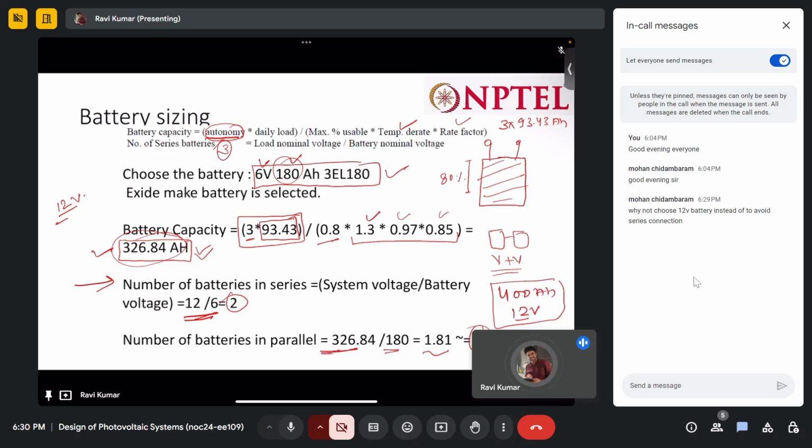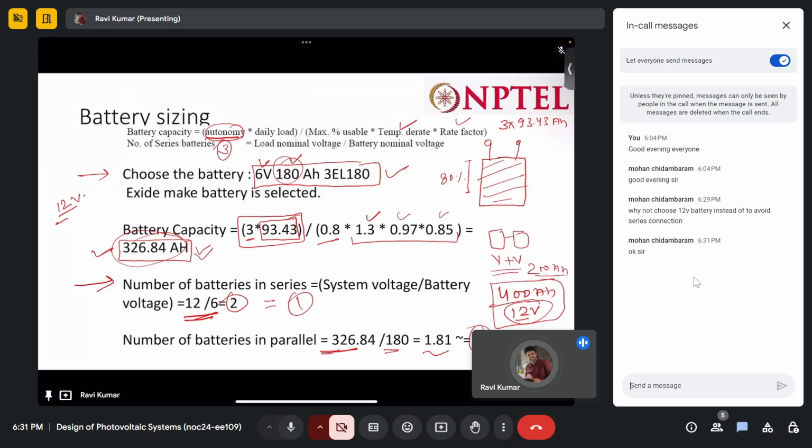Yes, Mohan, that's what I am saying. This is a particular choice. We can take any battery. Like we can take a 12-volt battery, so our series battery will be one only, and then we only require parallel. If it is 200 Ah, then we will require two batteries only, and if it is 400 Ah, then we will require one battery only.